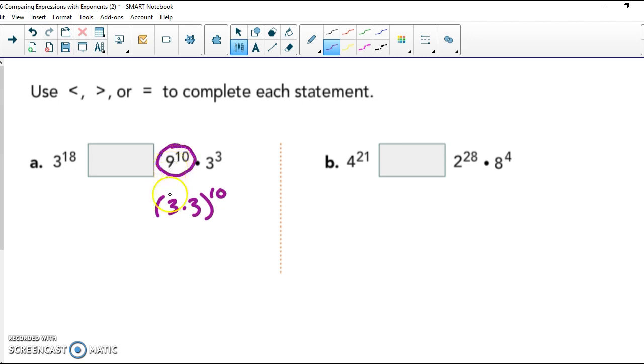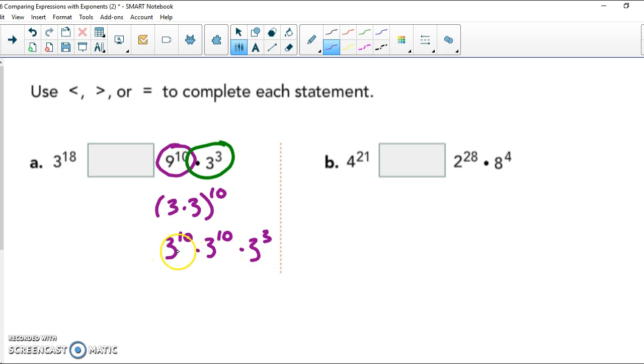I haven't changed the value. This expression is still equivalent to 9 to the 10th. I have just rewritten it in a different way. So what this means is that I'm really doing 3 to the 10th power times 3 to the 10th power because I have to apply this exponent to each factor inside my parentheses. So what I really have is 3 to the 10th times 3 to the 10th, and then I'm also multiplying it by 3 to the 3rd power. So I have just rewritten 9 to the 10th as 3 to the 10th times 3 to the 10th.